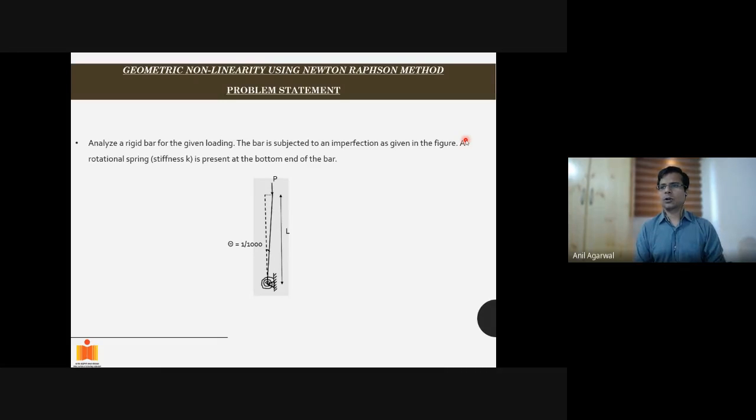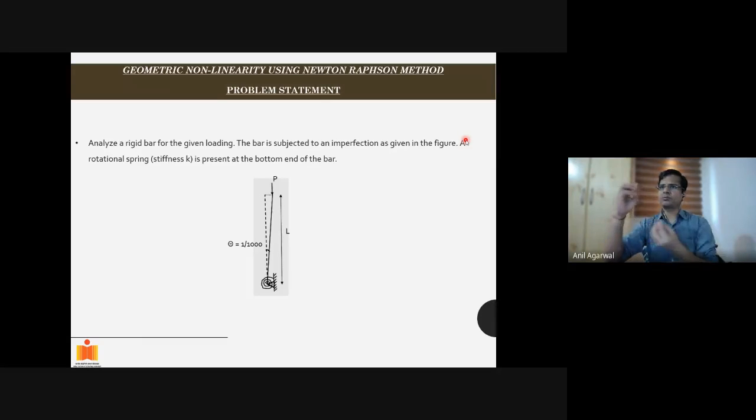So this is a column. If you read the description here, basically what it is saying is that this is a rigid column. So the member itself, the bar or the column, is rigid. So it does not deform at all. Okay, but it can move. You understand the difference between movement and deformation, right?